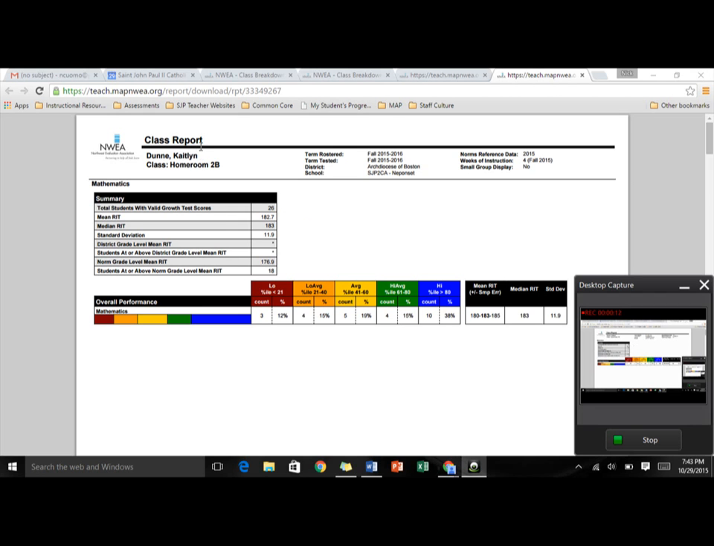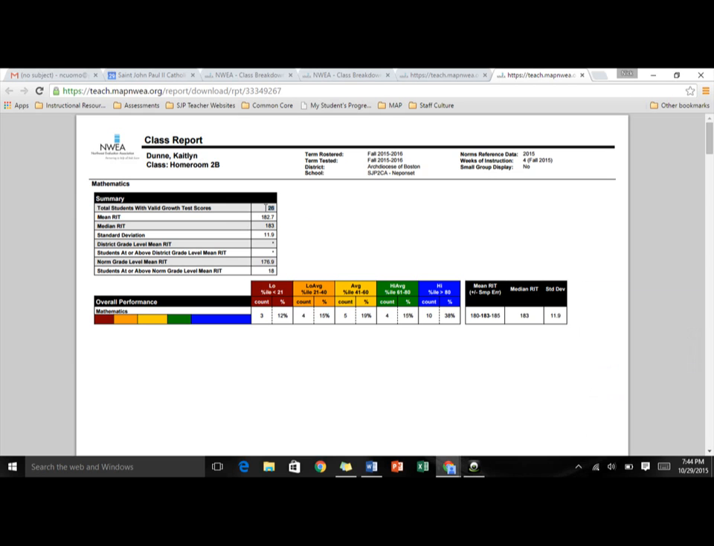So first off, looking at the class report, I could see that there are 26 students in Miss Dunn's class. The average score is a 182.7, which is consistent with the median. So the mean is your average. The median means that this is the middle score. 50% of Miss Dunn's students are scoring below 183, while 50% of her class is above 183. So sometimes this is consistent with the average.